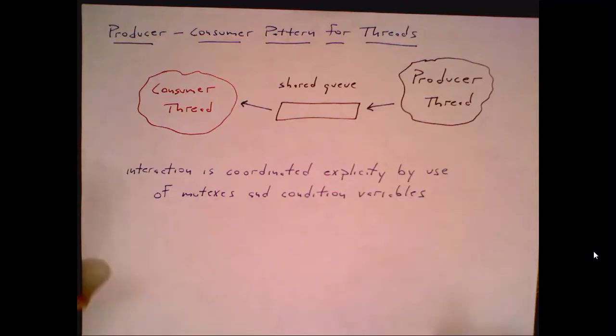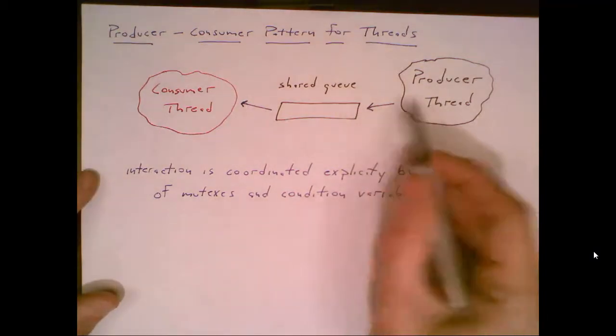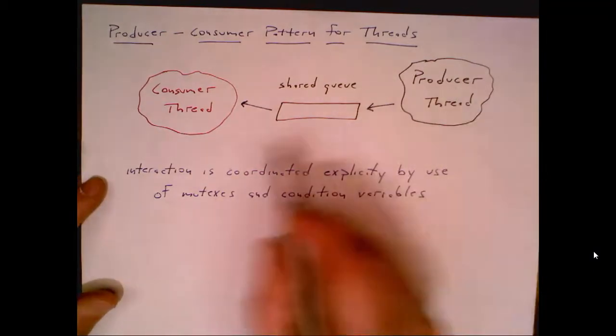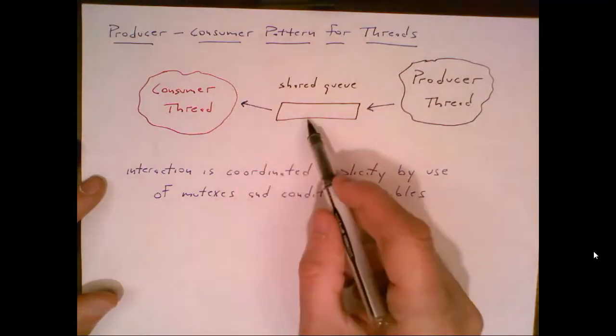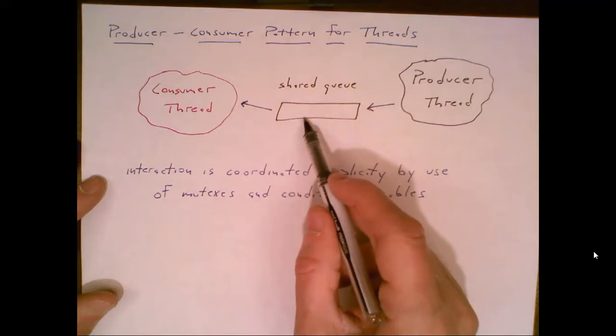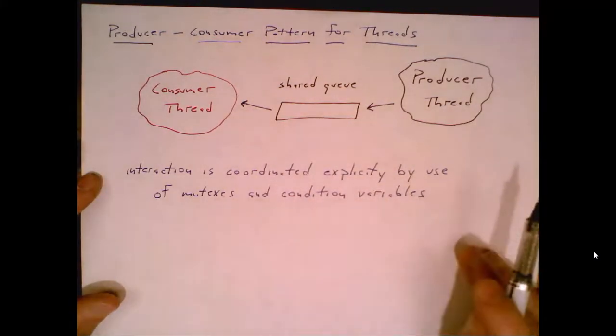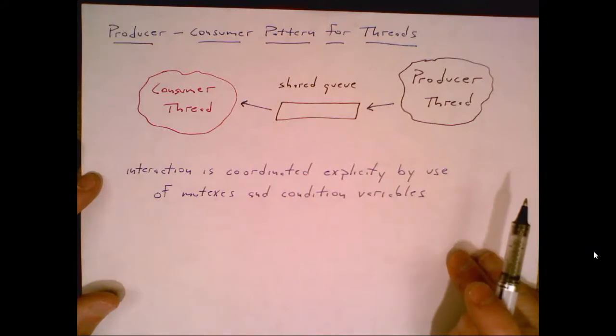Because there were several conditions, right? The producer might be producing faster and the queue could be filled up, in which case the producer waits. Or the consumer could be running ahead and could be looking to pull something out of the queue when there's nothing there. So it would have to wait in that case. And of course they have to signal each other to wake each other up.